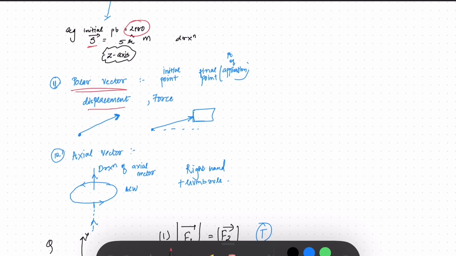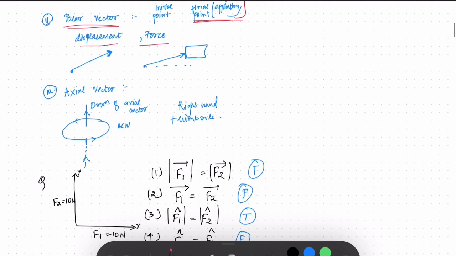For example, displacement and force. We know if there's a box put in front of you, how are you going to put the force on the box? Definitely some force that is going to touch the box is going to be the force that we are going to apply on the box. So polar vectors are the ones which have a final point, that is the point of application.